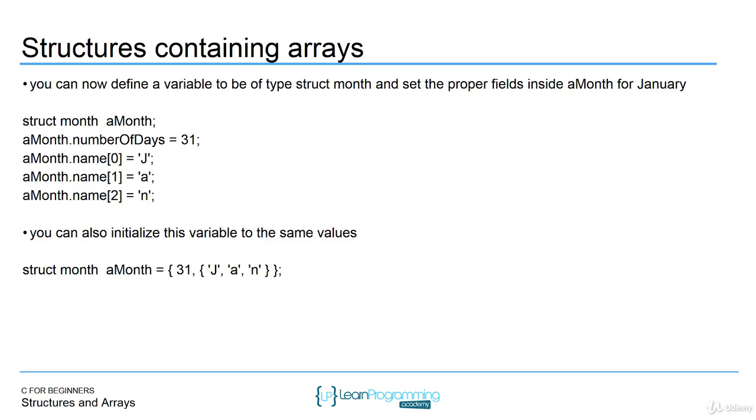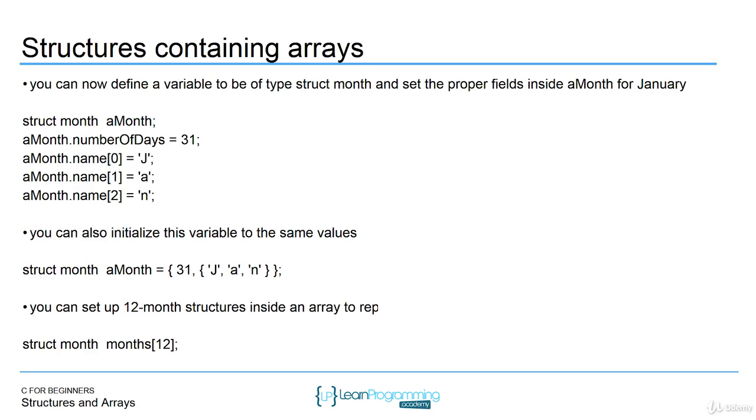You can also initialize the variable to the same values by doing something very similar when you declare the variable. Just inside the curly braces, because it's an array, you can have inner curly braces and then the single quotes around each character. And you can set up 12 month structures inside an array to represent each month of the year. So now we can create a months variable, which is an array of size 12 of type struct month. And that can represent each month. And then for each month, we can specify the number of days and then abbreviations for the month.